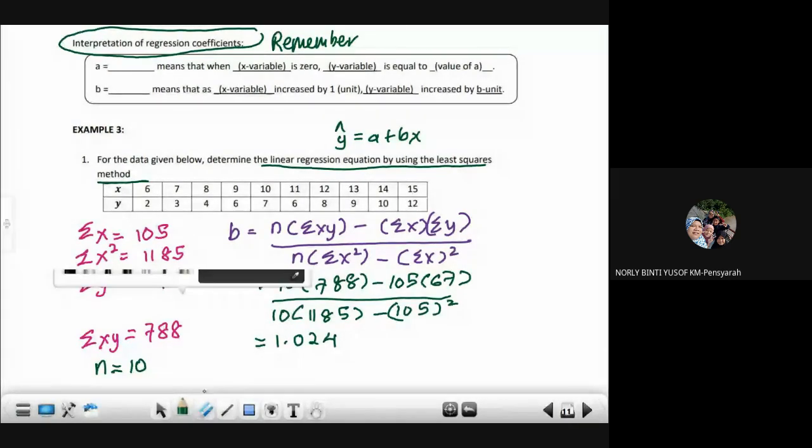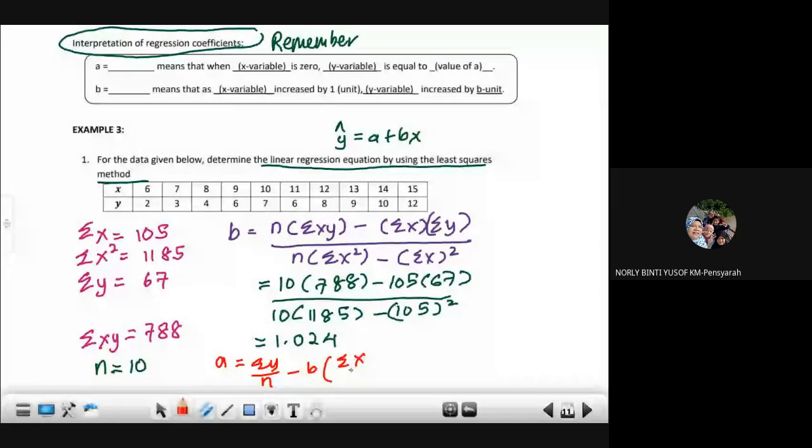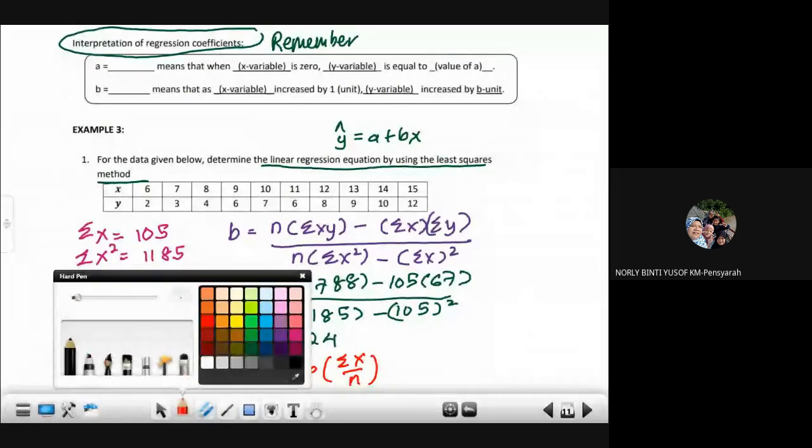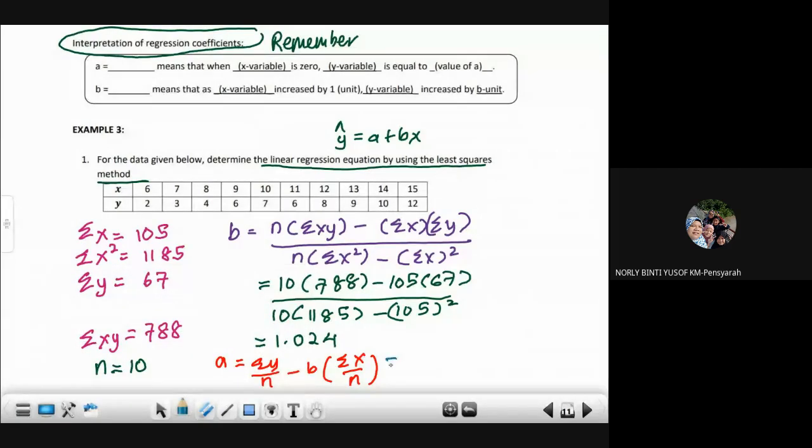So bila dah dapat B, carilah A. A pun sama, gunalah formula A, summation Y over N tolak B darab summation X over N. Ni semua formula yang rujuk dalam list formula. Memang ada diberi tapi kita masuk nilai. So 67/10 tolak 1.024 darab 105/10. So nanti you akan dapat nilai A negative 4.054.